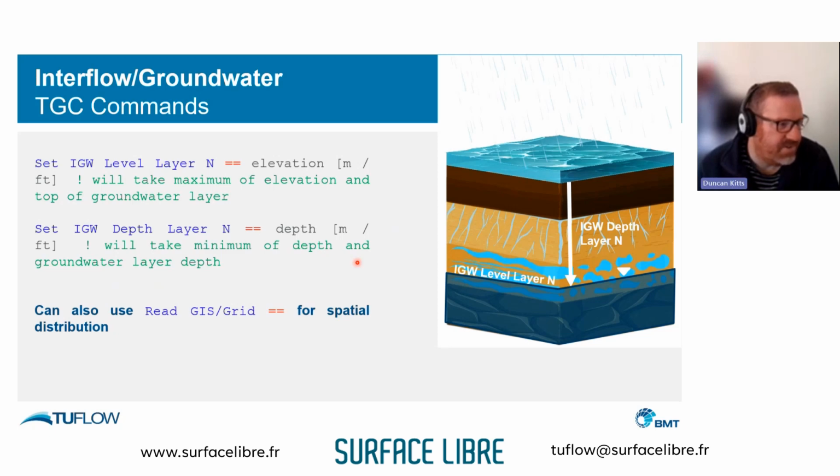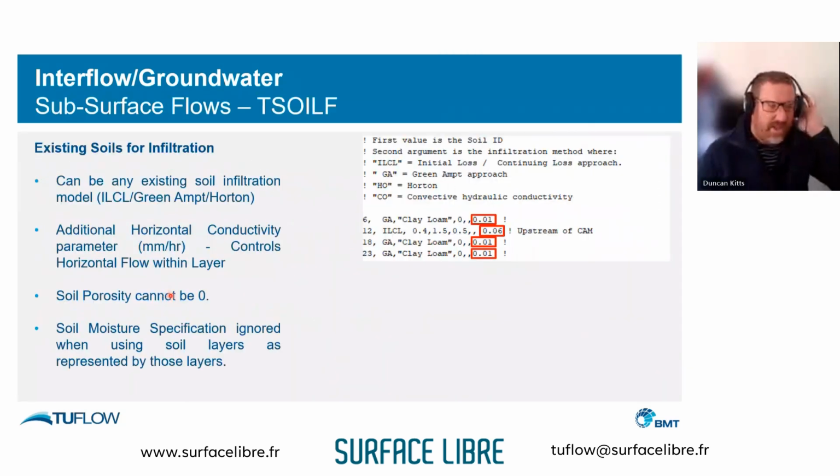We can, if we want to as well, set initial groundwater layers, and we can do that in individual layers as well. We don't necessarily have to have the same water level in each one. And we could say, actually there's a small amount of water in layer 2, but there's nothing in layer 3, and there's some in layer 4, for instance. And again, we can spatially distribute that if required. And then once we've done that, we start to add in the various interflow parameters.